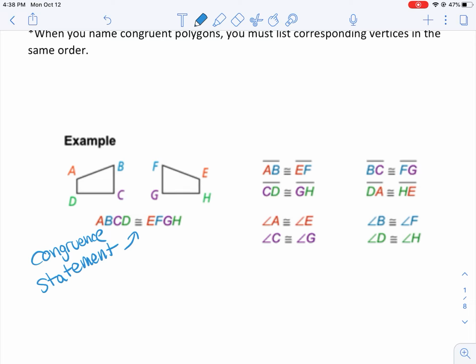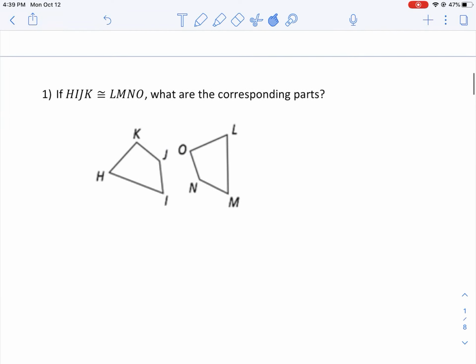And then once you know that those polygons are congruent, then all of their corresponding parts must also be congruent. So these are their sides, or the segments that are in the polygon that are congruent to each other, and these are the angles, right? So I can see that segment AB must correspond with segment EF, so they are congruent to each other, and so on. Angle A is this angle here. That has to correspond with angle E, so angle A and angle E are congruent to each other. So this is called a congruence statement over here on the left, and then these are the congruent corresponding parts that would go with it.